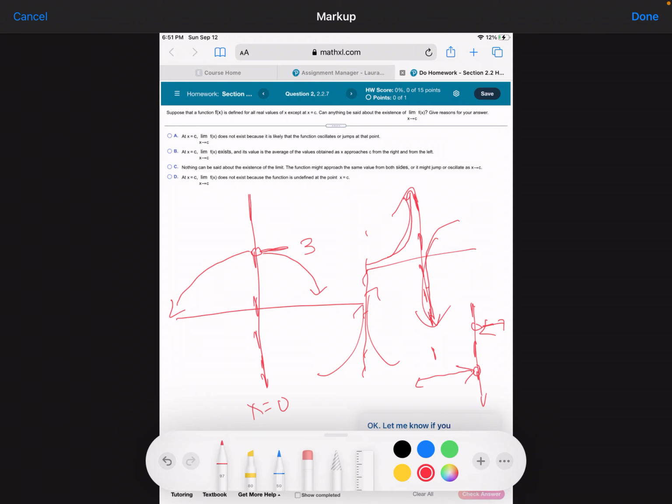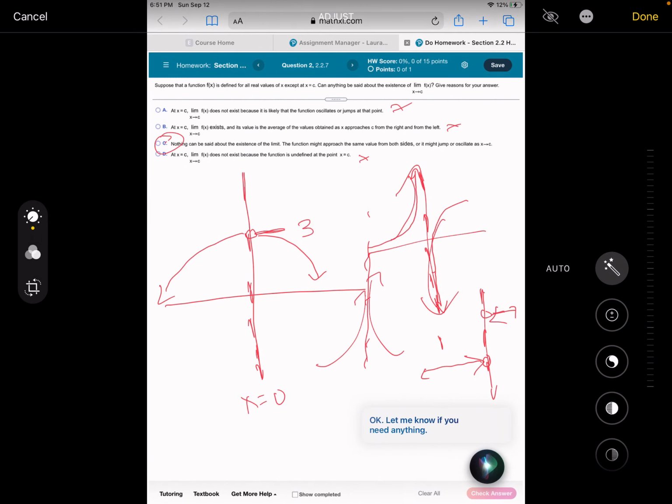Anyway, the first option says it doesn't exist because it's likely the function oscillates or jumps. No, that's not likely, really. Its value is the average of the values. No. The last one says because the function is undefined, that has nothing to do with it. So we're just going to say C, that nothing can be said about it. It might approach the same value from both sides. It might jump. It might oscillate. We don't know what's going to happen. Just keep in mind all the different things. I just drew 4 different examples of what could happen. Lots of stuff could happen.